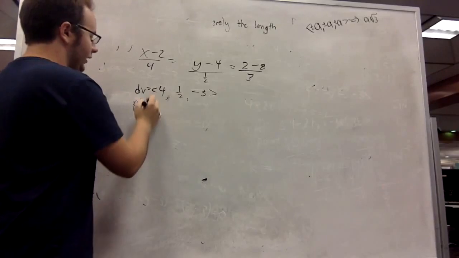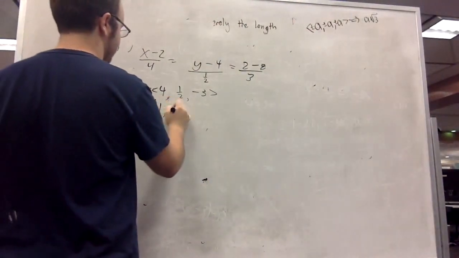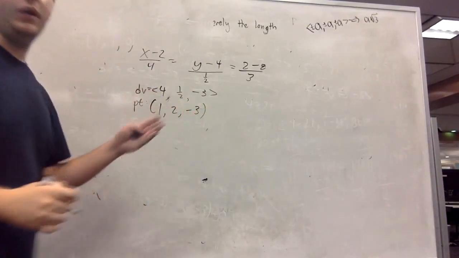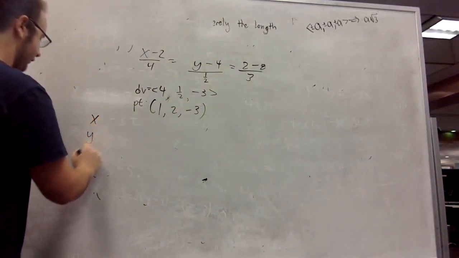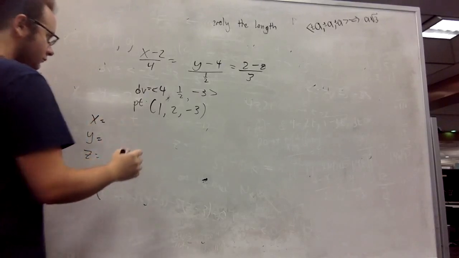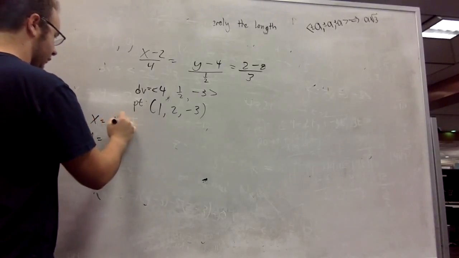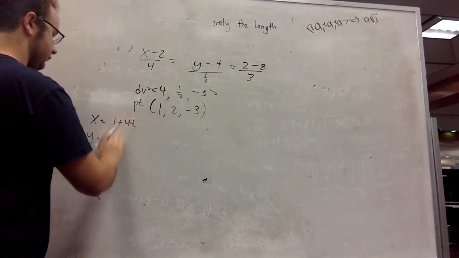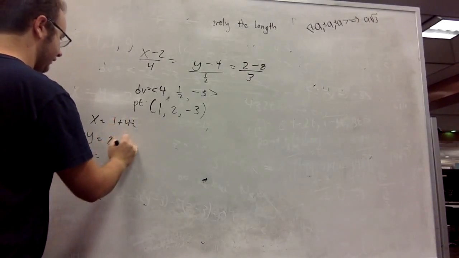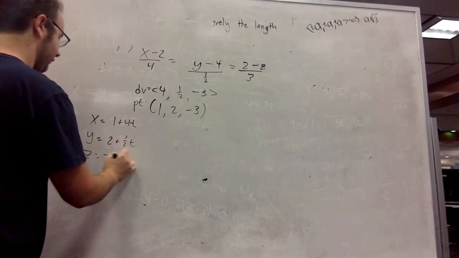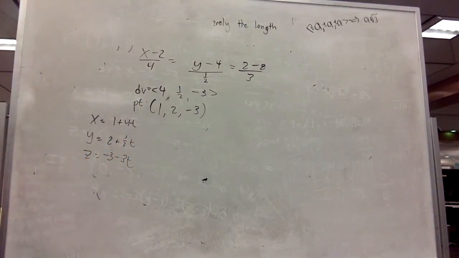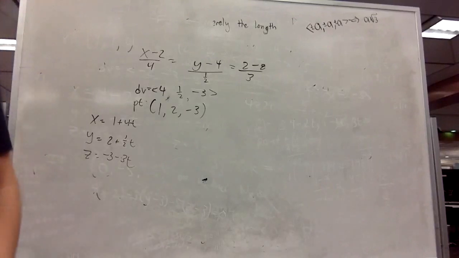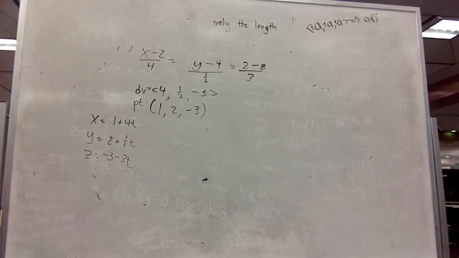What's the point on the line? Or it was given a point, right? 1, 2, -3. So to write this in parametric form, I'm going to say x equals, y equals, z equals: 1 plus 4t, 2 plus 1/2 t, and -3 minus 3t. That's your parametric form of the line. And you can write it in symmetric if you solve for t and so forth. Okay? Alright.